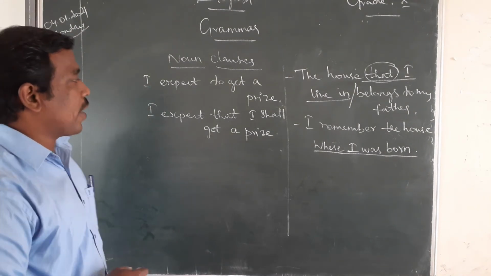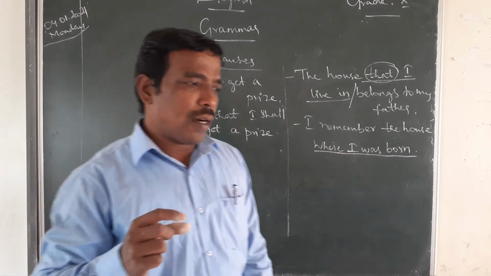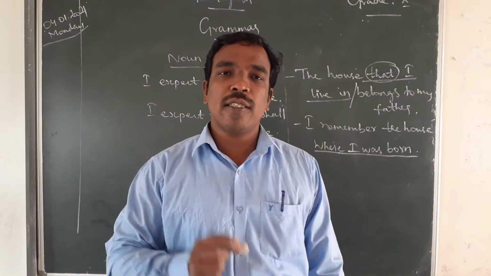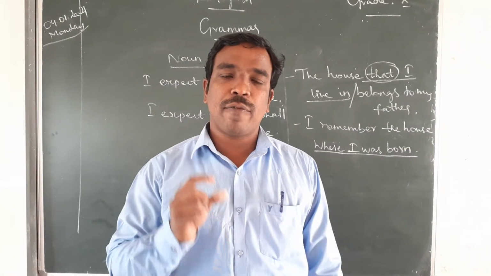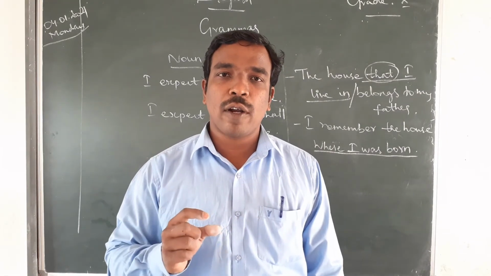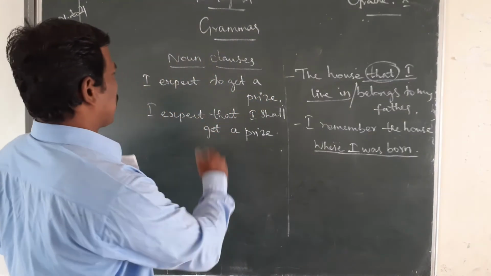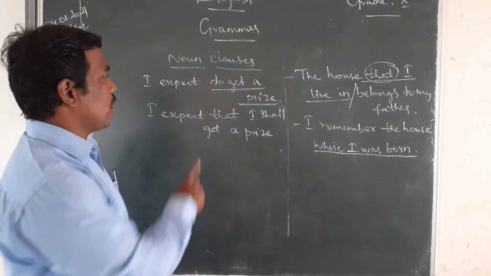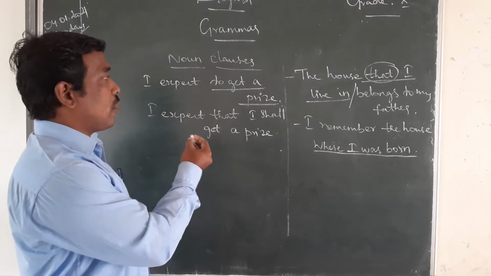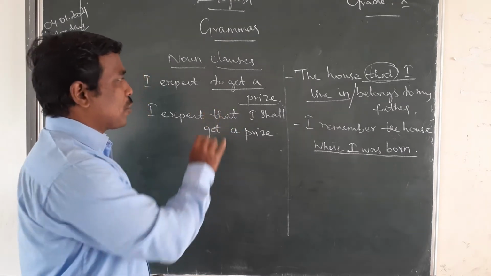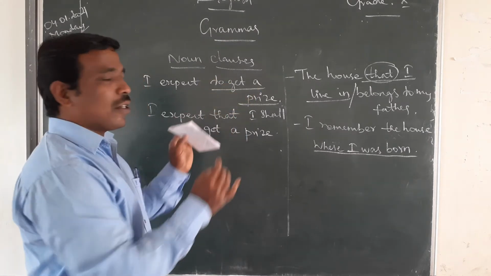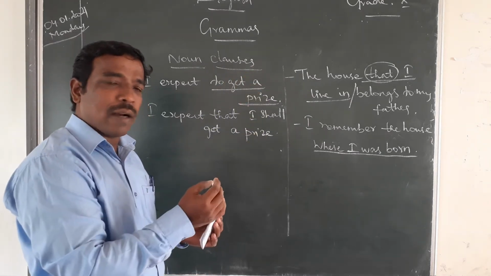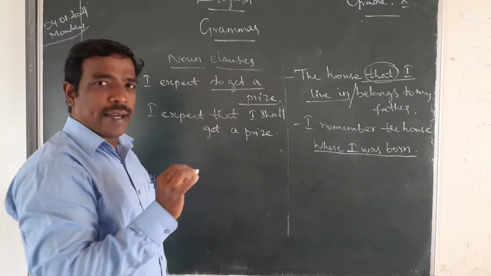Noun clause, I already said. What is this noun clause? A noun clause is a group of words which forms part of a larger sentence, which has a subject and a finite verb of its own, and does the work of a noun. I expect to get a prize. To get a prize has no subject and no finite verb, so we can say it is a phrase, a group of words which has no complete meaning.